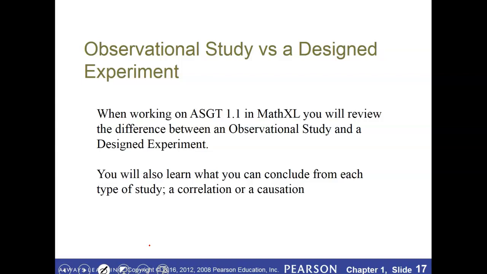All right. So when you're working on assignment 1.1 in MyMathLab, that'll be your homework assignment. You're going to be looking at the differences between observational studies and designed experiments, as well as the difference between descriptive studies and inferential studies. You'll also learn when you conclude, when can you say that there's a correlation, and when can you conclude that there is a causation? And that's what assignment 1 is all about. So we will work on our homework assignment, and we will go over questions that you have on it tomorrow in class.